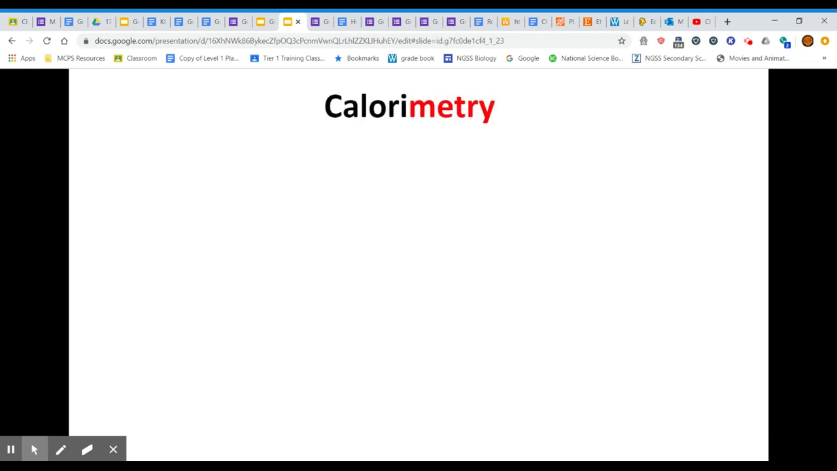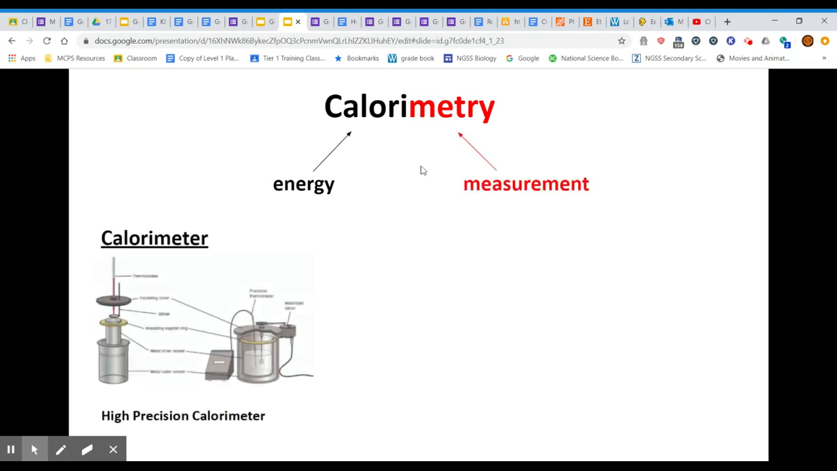So let's talk about what calorimetry is. As you can see, I'm breaking up the word calorimetry. It is made up of two parts, calorie and metry. Calorie means energy and metry means measurement. So basically we will be measuring the energy, and the apparatus that measures the energy is called a calorimeter. There are different types of calorimeters that are used.